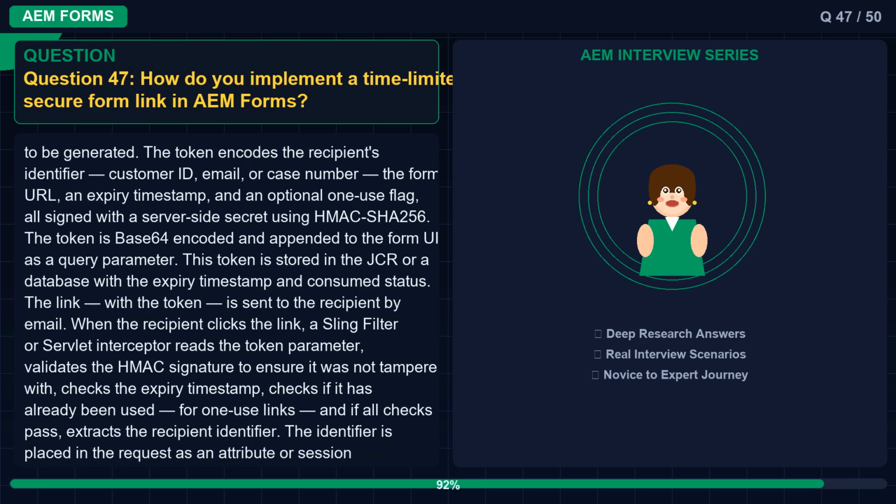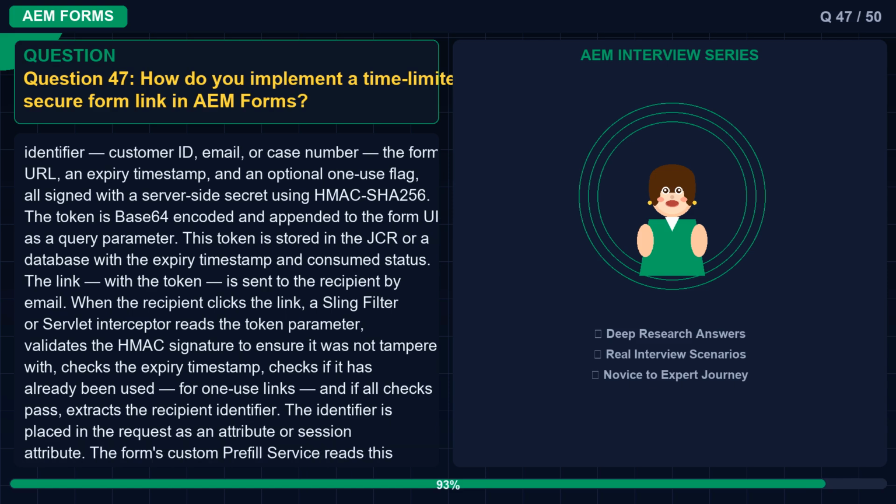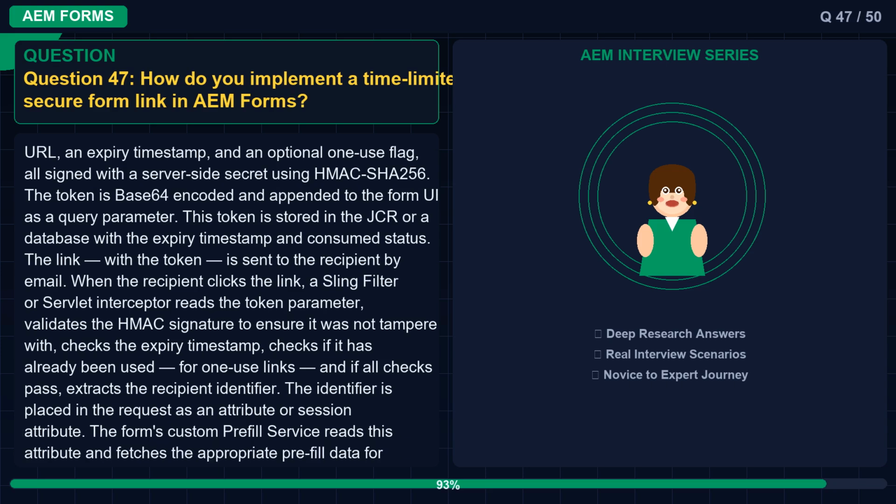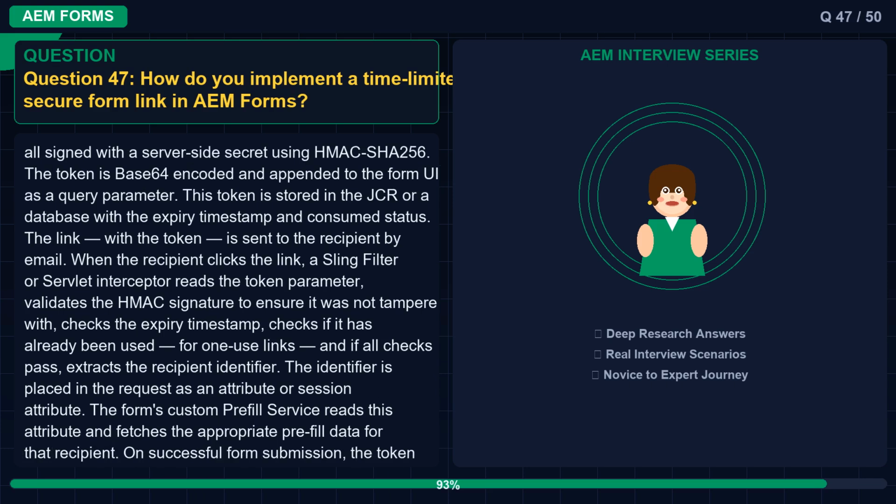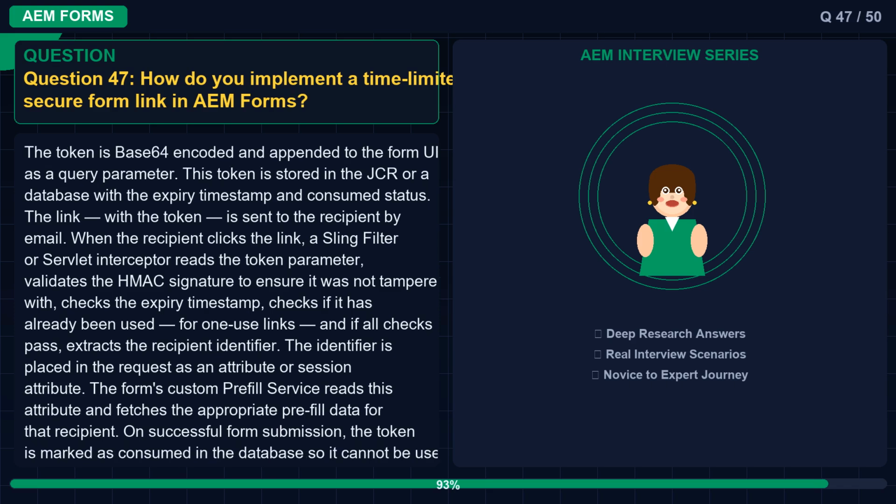This token is stored in the JCR or a database with the expiry timestamp and consumed status. The link, with the token, is sent to the recipient by email. When the recipient clicks the link, a Sling filter or servlet interceptor reads the token parameter, validates the HMAC signature to ensure it was not tampered with, checks the expiry timestamp, checks if it has already been used, for one-use links, and if all checks pass, extracts the recipient identifier.